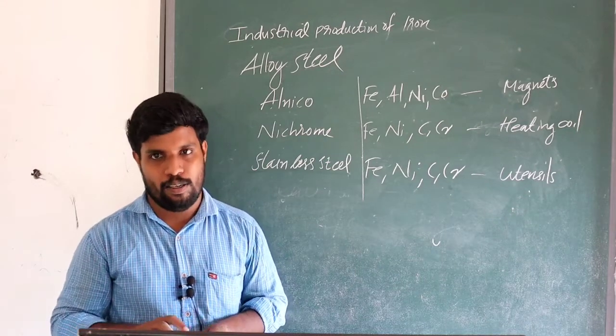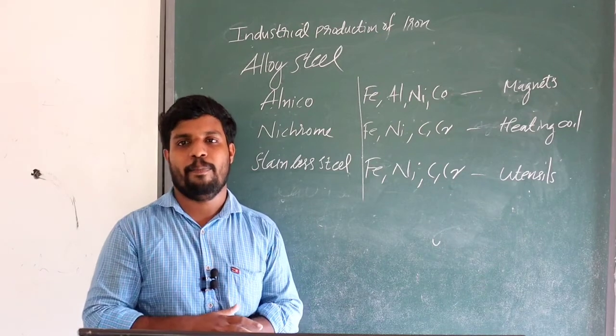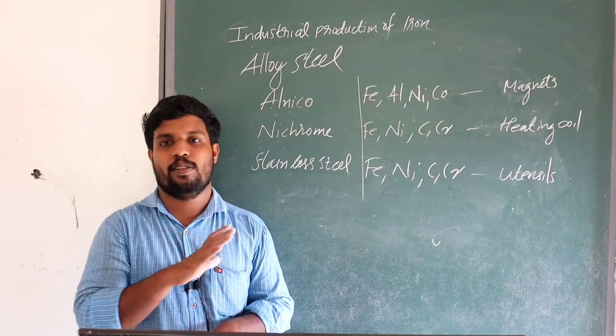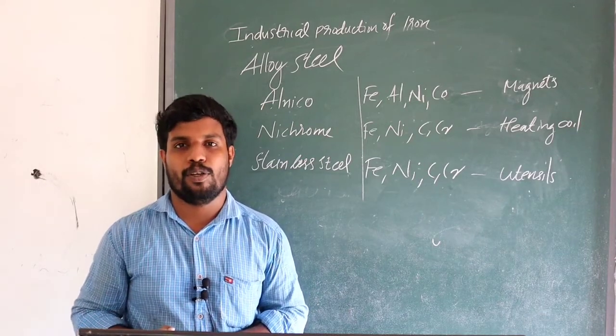So these are the alloys of iron. Students, go through the equations, read the portion very well, and study the sections. All these portions are very important in the industrial production of iron.